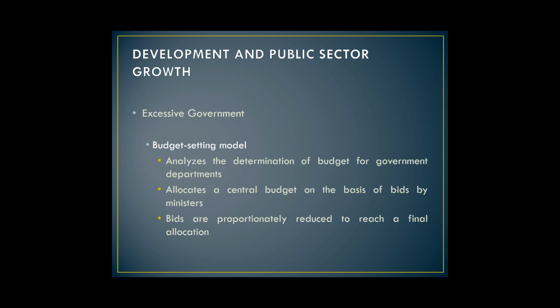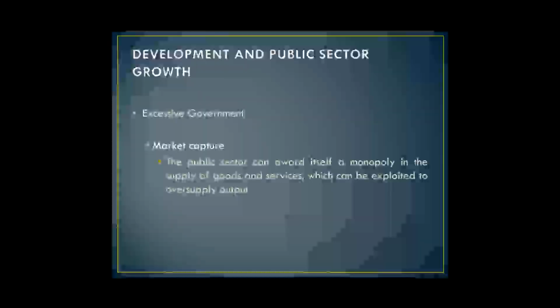The excessive government's budget setting model analyzes the determinations of budget for governmental departments. It also allocates a central budget on the basis of bids by ministers, secretaries, or representatives. Bids are proportionately reduced to reach a final allocation budget. The public sector can award itself a monopoly in the supply of goods and services, which can be exploited to oversupply output. A position of monopoly might then be extended to market capture.